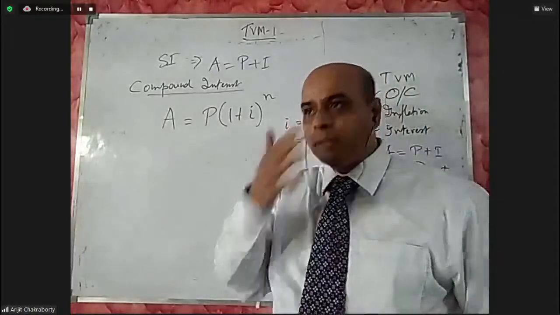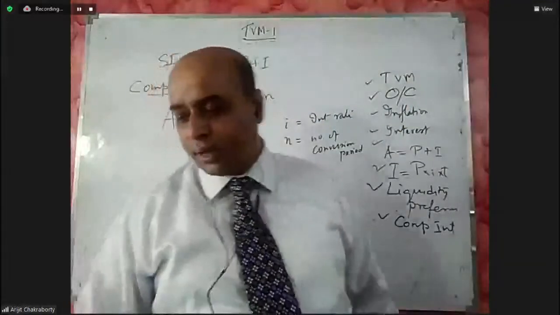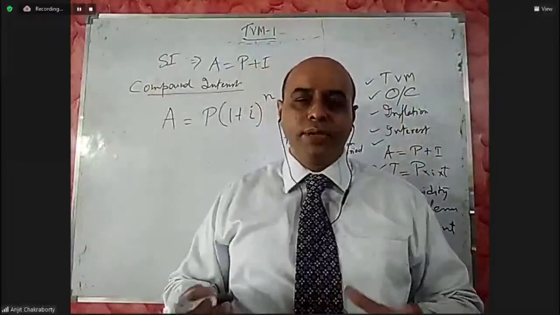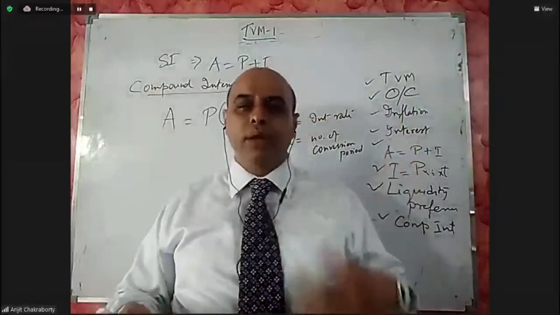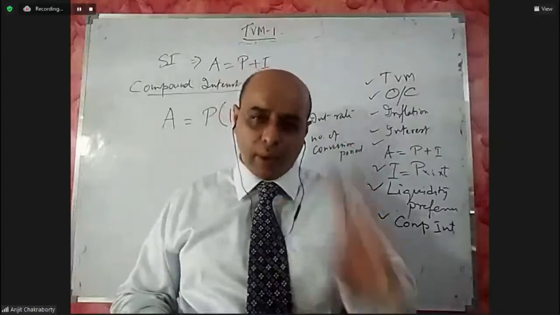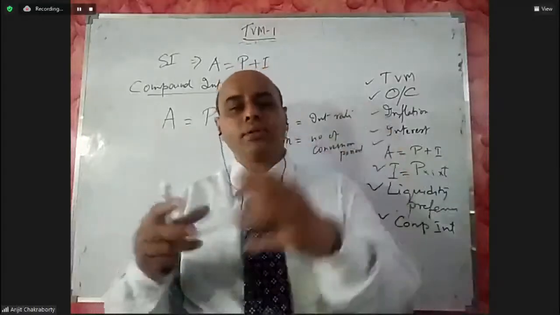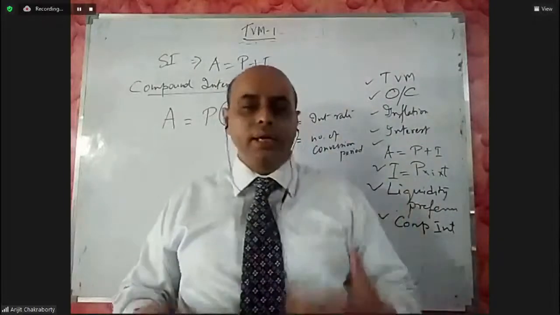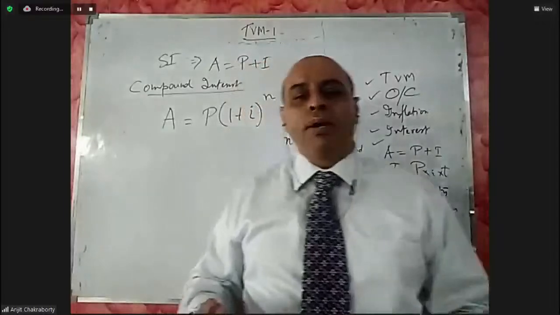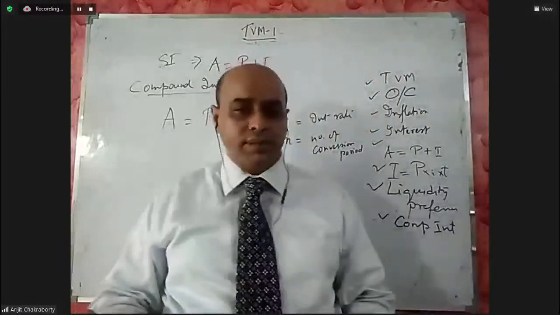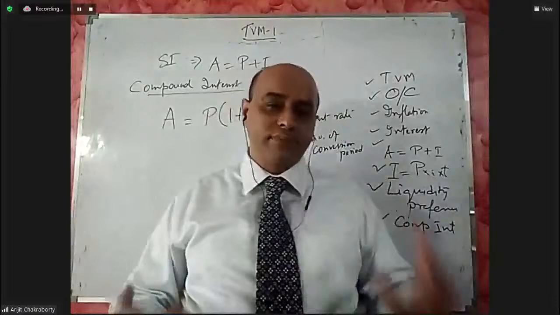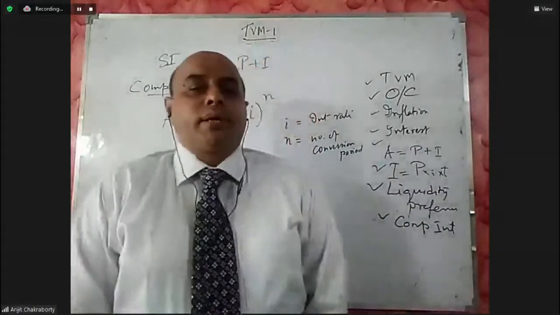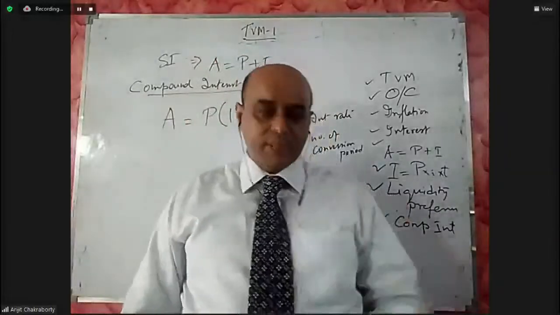Now sometimes you can have yearly compounding, which means the interest which you earn in 1 year is added with the original principal to form the new principal. This is yearly compounding. Sometimes the compounding can be done every 3 months, that means every quarter. There are 4 quarters in a year. The compounding can also take place every half year, every 6 months.